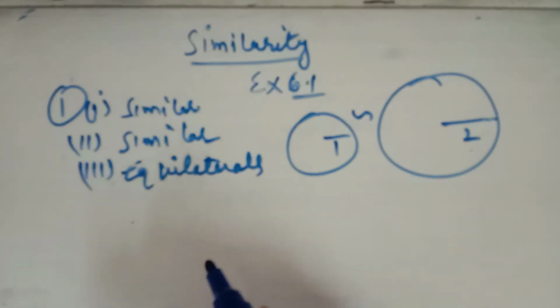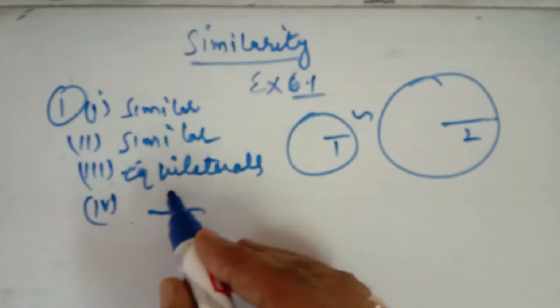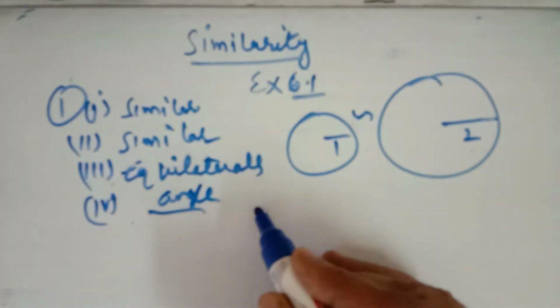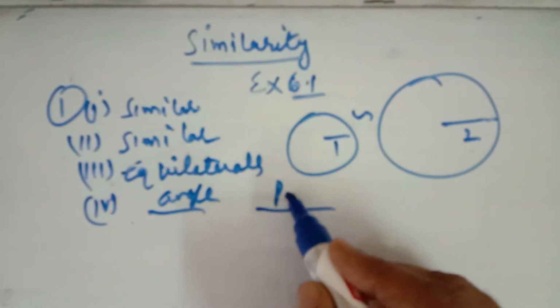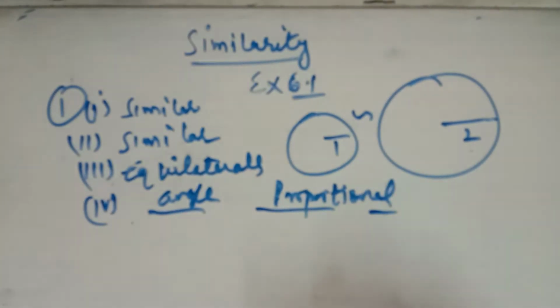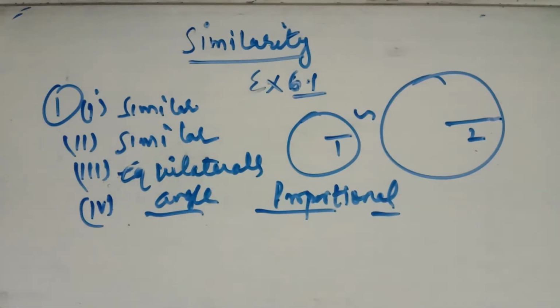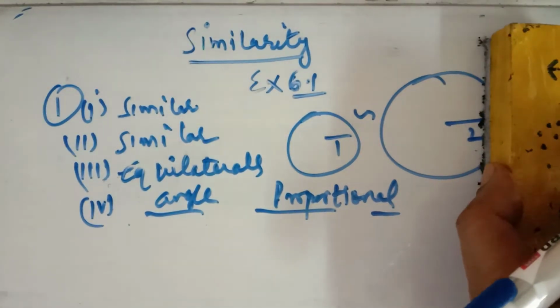Two polygons of the same number of sides are similar if their corresponding angles are equal and their corresponding sides are proportional. In the third blank, the angles can always be equal, and in the second blank we have proportional, because the sides should be in the same ratio if the two polygons are to be similar, and angles are equal in similarity. So this is question number 1 of your first exercise of the NCERT book.